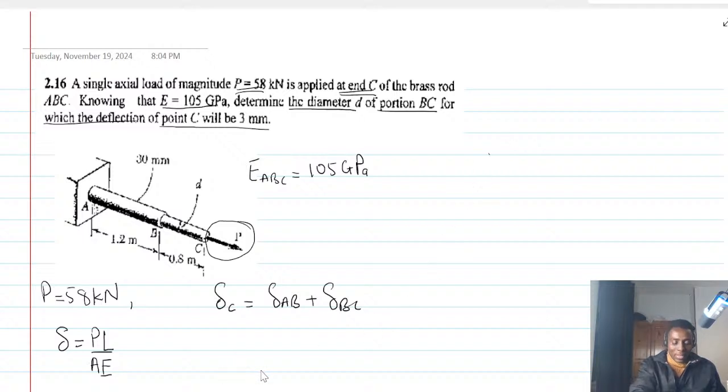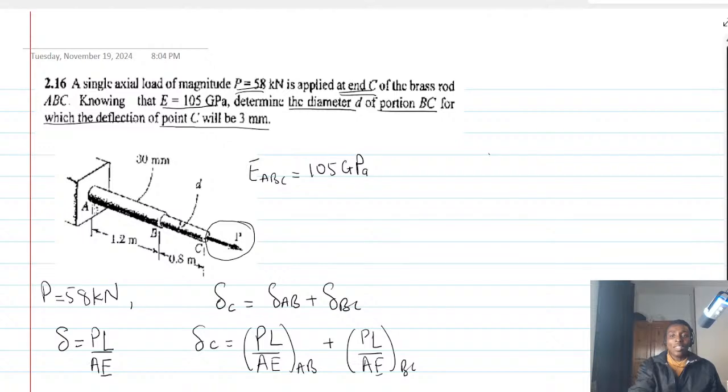Okay, so now one thing that we have to understand is that for this question, it is the same material. This is what I'm trying to say. So delta C will be PL over AE of section AB plus PL over AE of section BC.